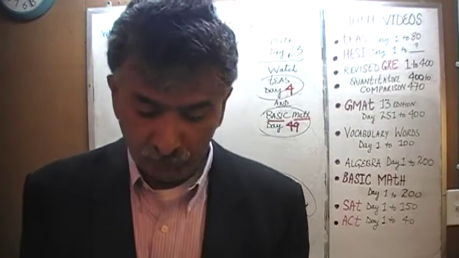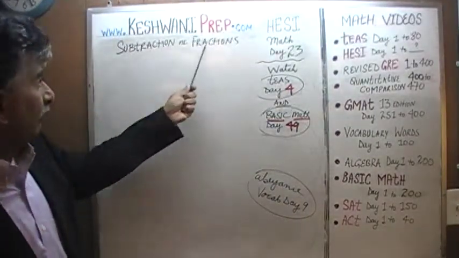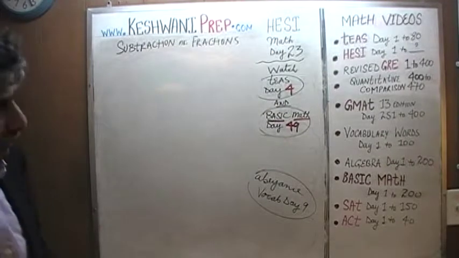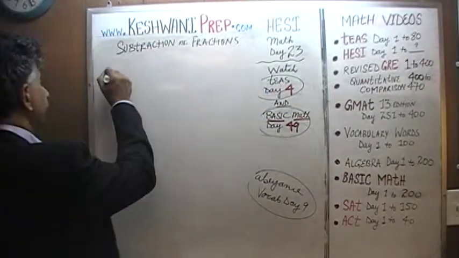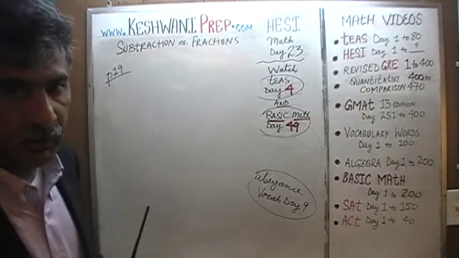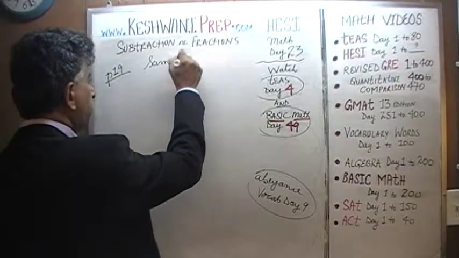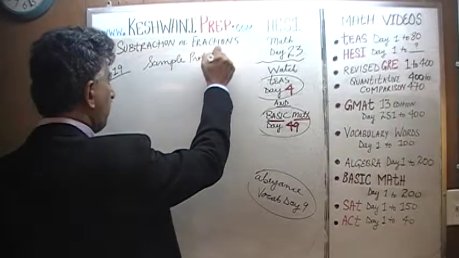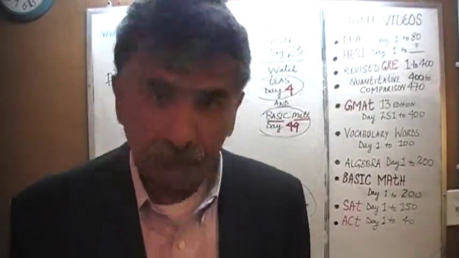We are in the process of solving problems right now, dealing with the notion of subtraction of fractions. Today is our lesson number 23, and we are on page number 19. Please turn to it. On the very top of the page, you will see sample problems. That's what we're going to do right now. There are 10 of them there. We'll do 5 today.